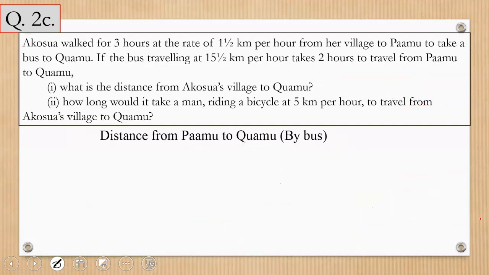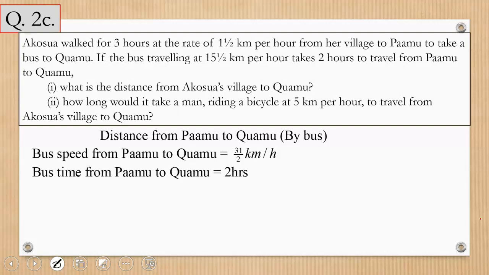Now, if you want to find the distance from Pemu to Kwemu, we know according to the question that the bus speed from Pemu to Kwemu is 15.5, and the time taken for the bus to travel from Pemu to Kwemu is 2 hours. Our target here is to know the distance from Pemu to Kwemu, so we can add it to Akosua's distance from village to Pemu and have the total distance.